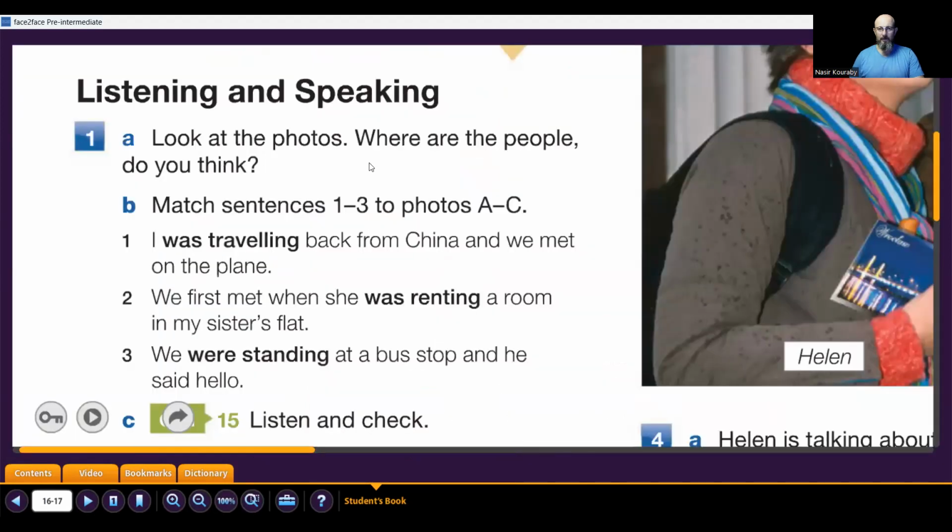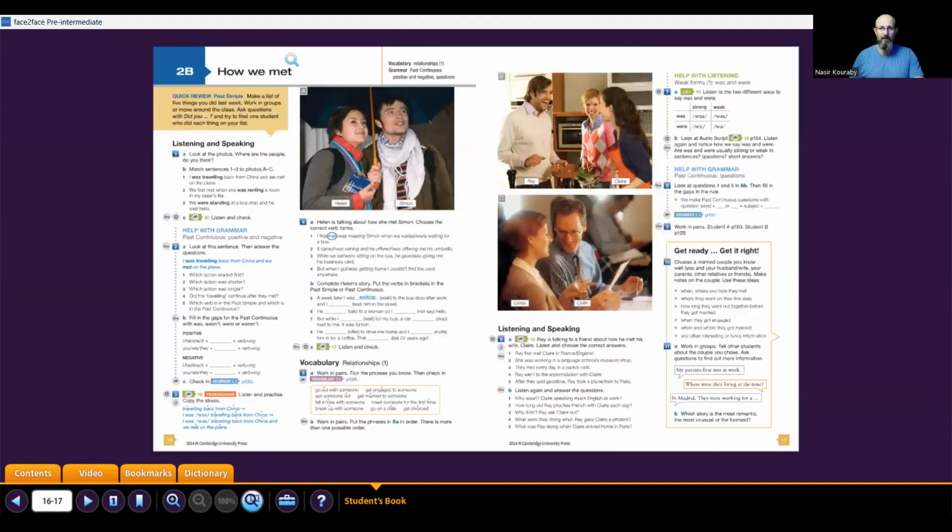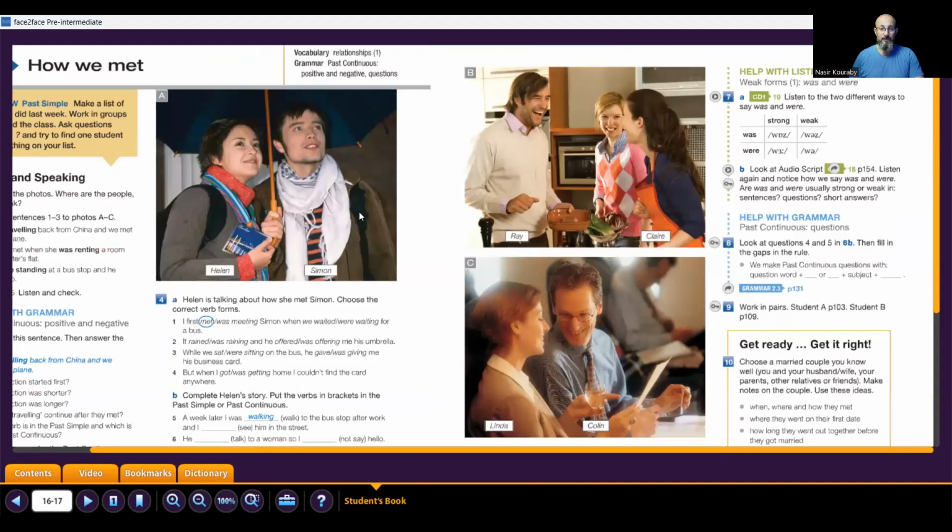Look at the photos. What are the people, do you think? So let's see. We have here three photos. We have Helen and Simon. What are they, do you think? They are holding an umbrella. So they are, of course, not at home, not in an office, of course, in the street. And I guess it's raining.